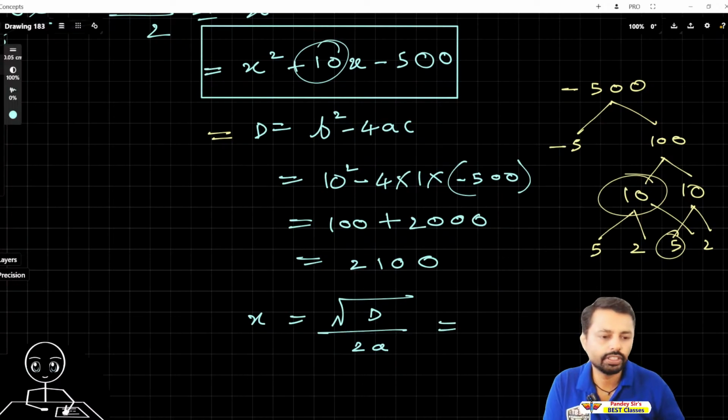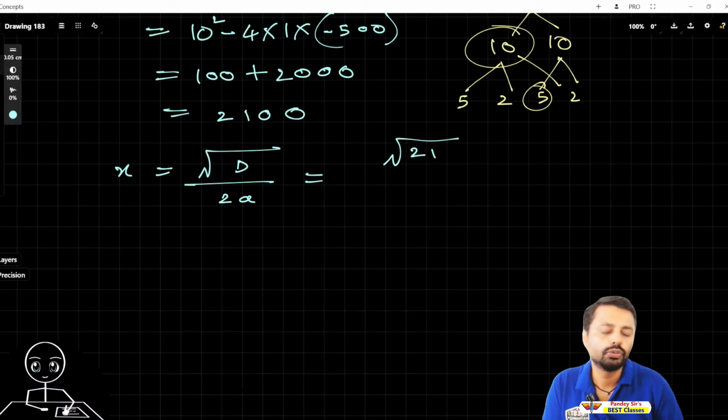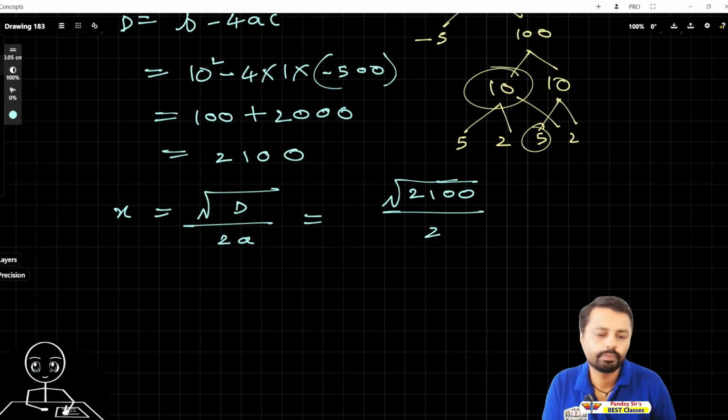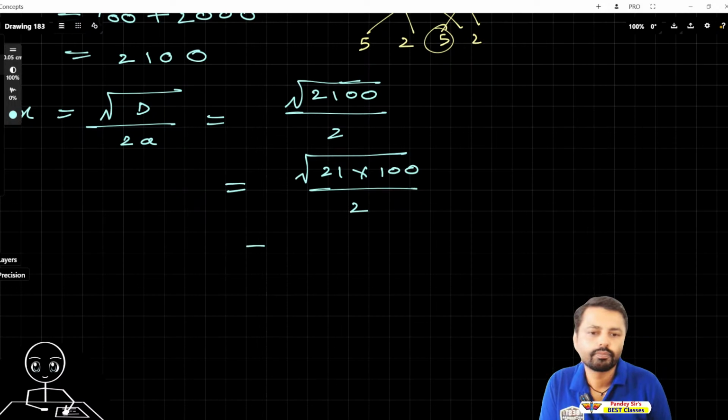I'll put the values over here. D is 2100, so root 2100 by 2, and a is how much? A is 1, so by 2. Now what could be the root of 2100? We get root of 21 into 100 by 2, that's 10 root 21 by 2.